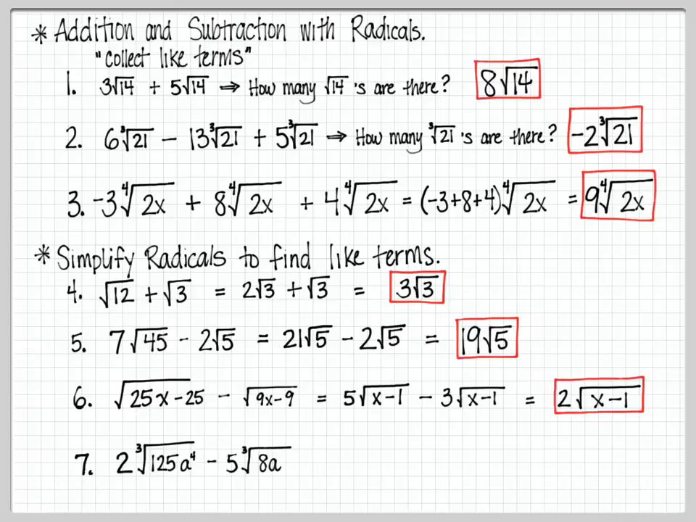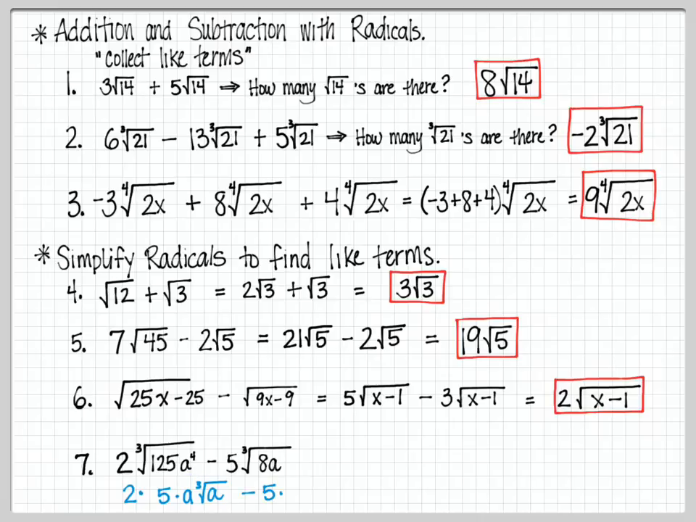In the last problem, we have cube roots. I have 2 cube root of 125 a to the 4th, minus 5 cube root of 8a. Well, in the first term, I've got the 2 and then the cube root. Well, 125 happens to be 5 cubed, so I know that a 5 will come out. A to the 4th can be written as a to the 3rd times a to the 1st, so a to the 3rd comes out of the cube root, so I end up with a and the cube root of a.